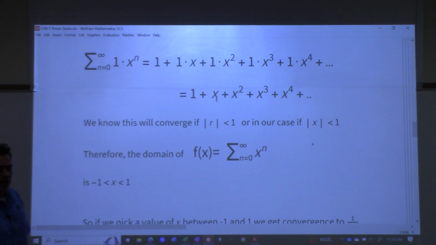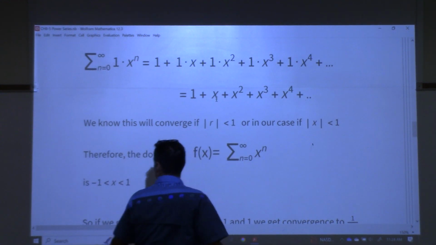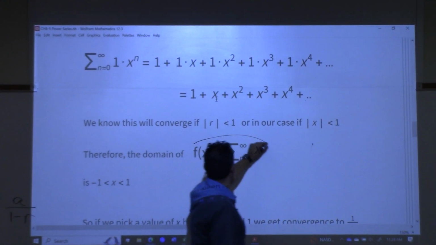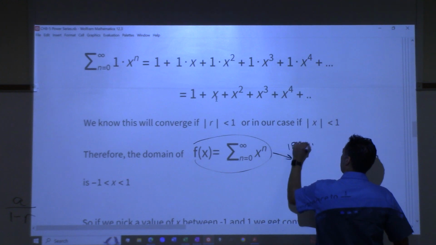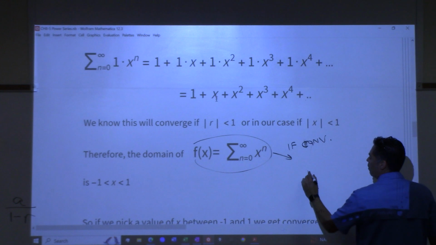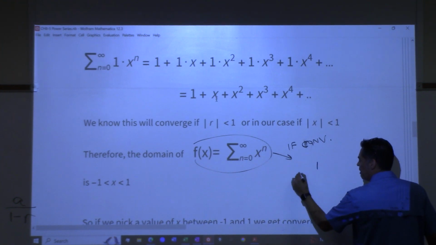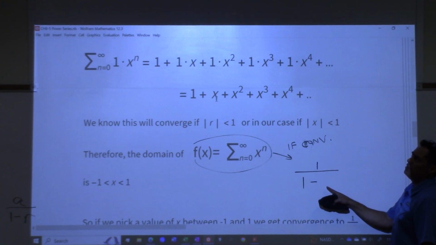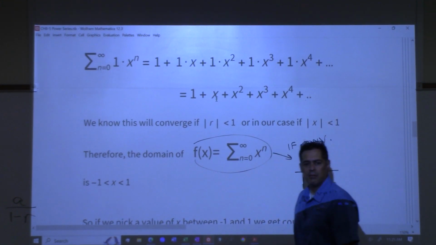Further, if it converges, what does it converge to? Do you remember what a geometric series converges to? A over 1 minus r. And for us, what's A? 1, right? So if that converges, then it will converge to A, but A for us is 1, over 1 minus, and r is really what for us? X. Yeah. It'll converge to that.